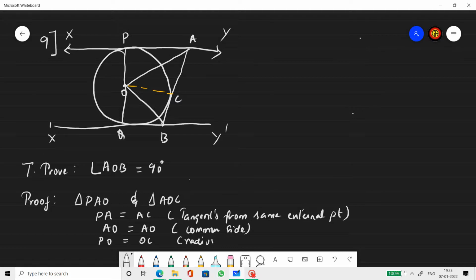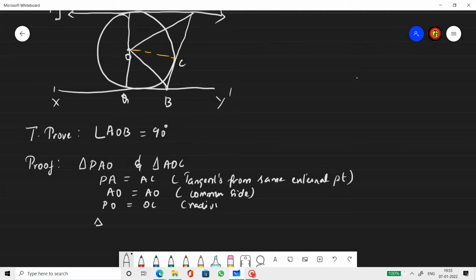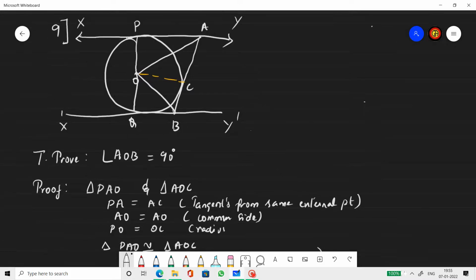Therefore, the triangles are congruent. Triangle PAO is congruent to triangle AOC. Hence, by CPCT, corresponding parts of congruent triangles, we get angle PAO equal to angle CAO. The angles I mentioned here are these two angles, PAO and OAC. So we proved PAO equals OAC, or CAO.